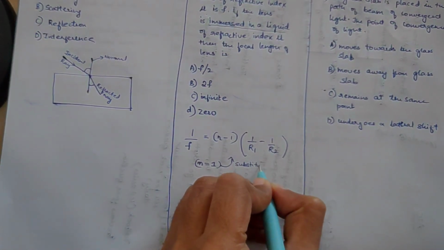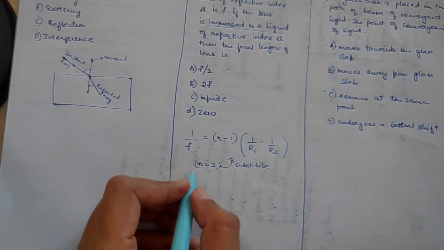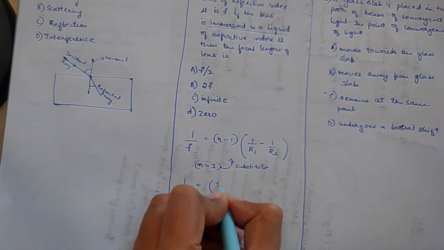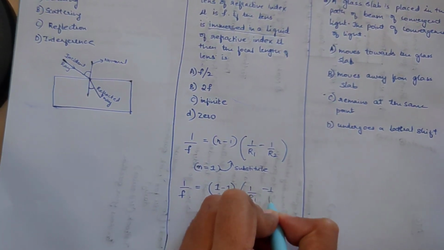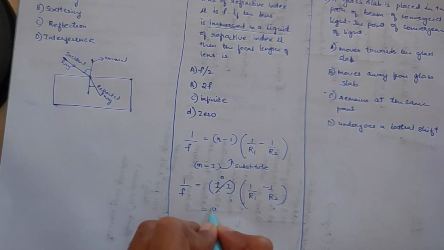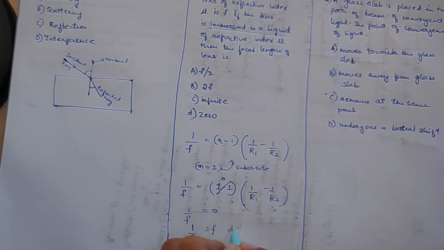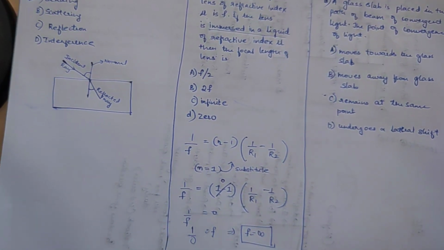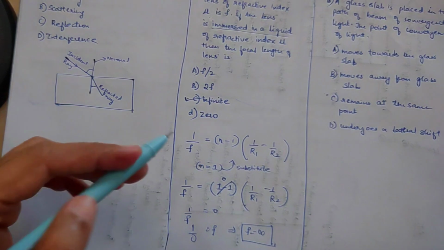When you substitute, don't follow such a long method when they ask you the question. You should be really fast. Because I'm explaining it to you guys, I'm just writing step by step. So what happens? 1 by f is equal to (1 minus 1) into (1 by r1 minus 1 by r2), right? So this 1 minus 1 is 0. 0 into anything is 0. Okay, 1 by f is 0. So f goes that side, 1 by 0 is equal to f. That implies f is equal to infinity. So what is that? Option number C, that is infinite. This is your option.